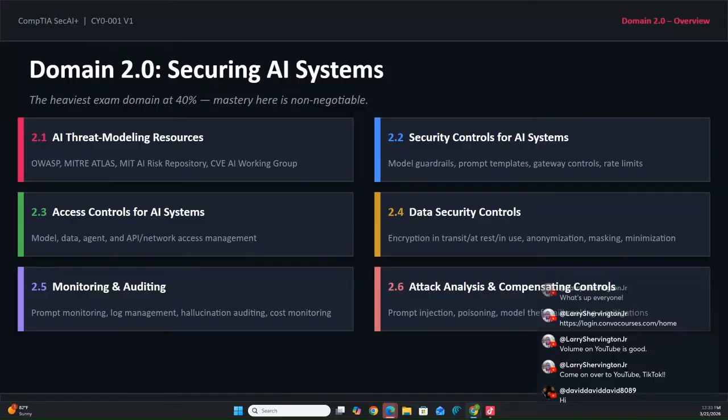So what is that? That's prompt monitoring. So that means that you put out a model, you make it accessible to your group or users or something, and then you monitor the prompts that are being put in there. That's something that you have to do if you're in a large organization. Log management, hallucination auditing, because there are going to be hallucinations. 2.6 is attack analysis and compensating controls.